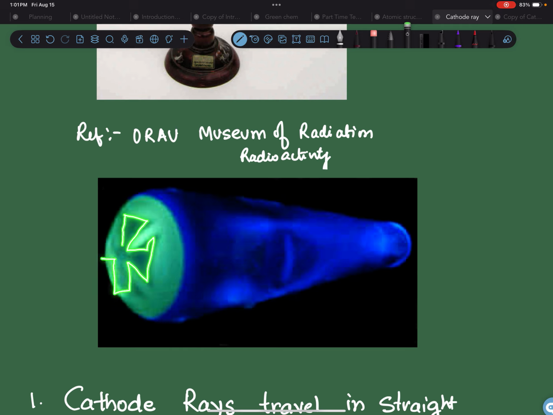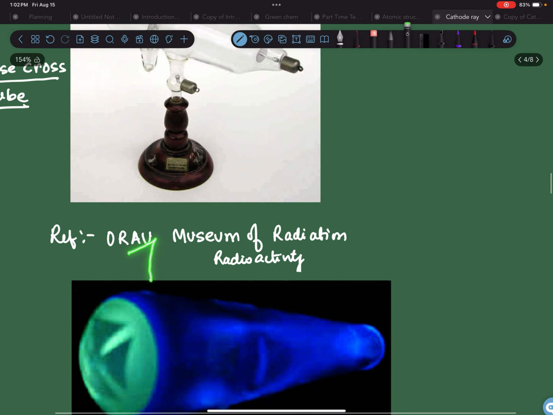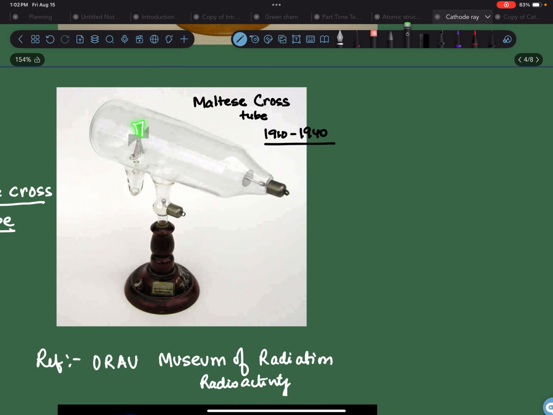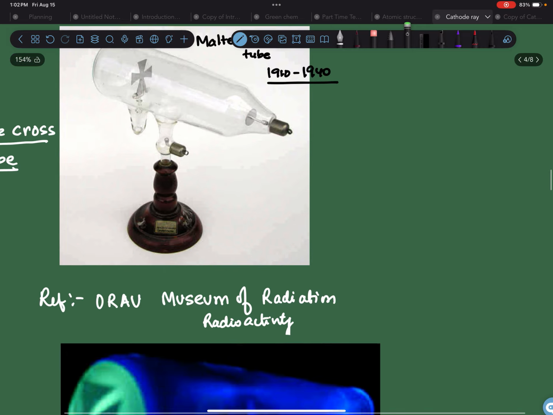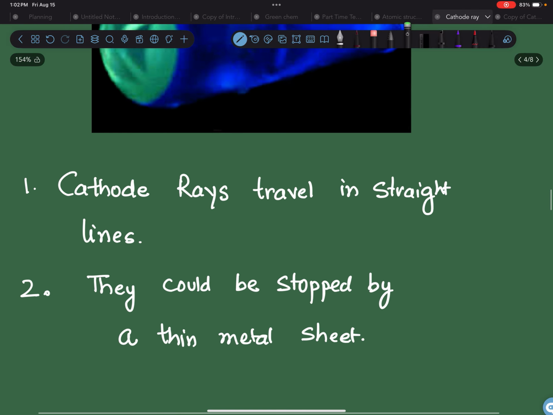What does this mean? This means that radiation comes in a straight line. It follows a straight line, it's not deviating here and there. That's one thing. The other thing is that the cathode rays can be obstructed by a thin metal. They don't pass through or penetrate it. They are obstructed. That's why a shadow is observed. So these are the two conclusions: they travel in a straight line and they can be stopped by a thin metal sheet.